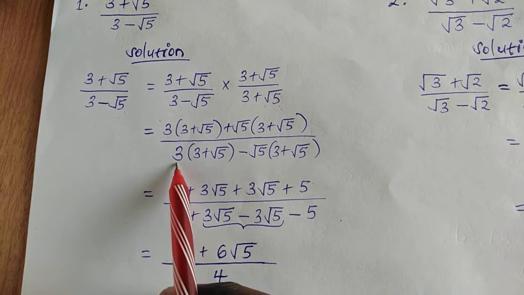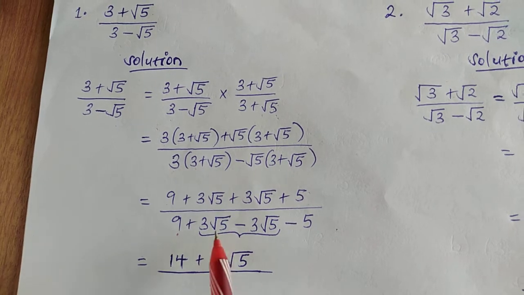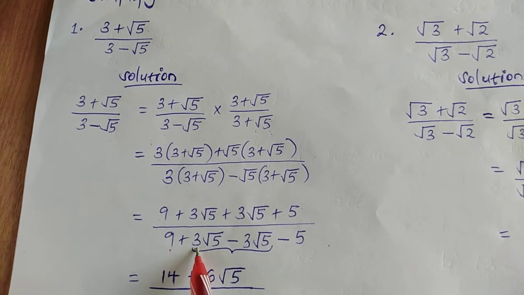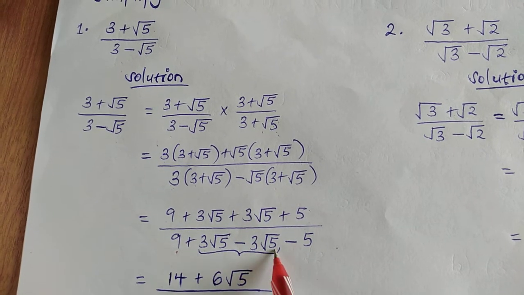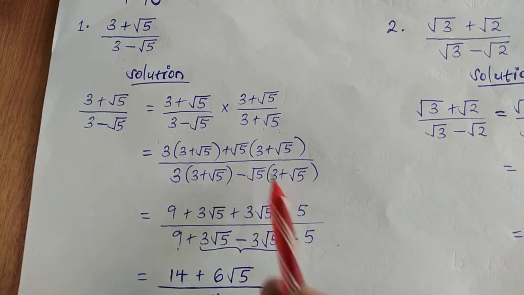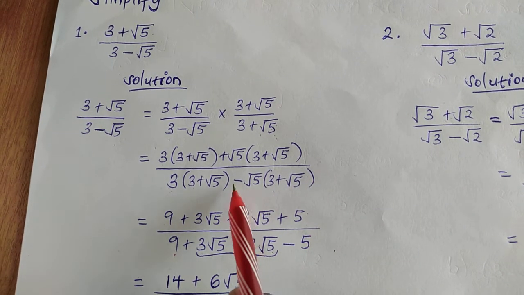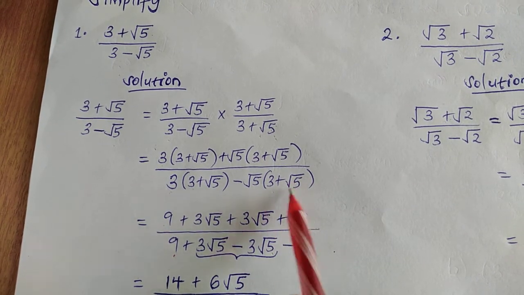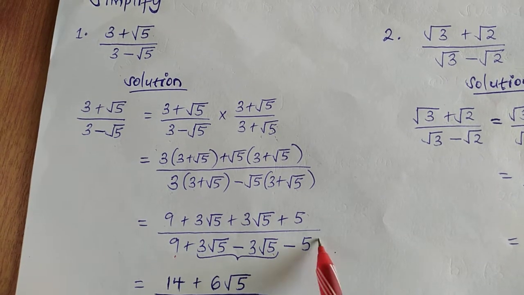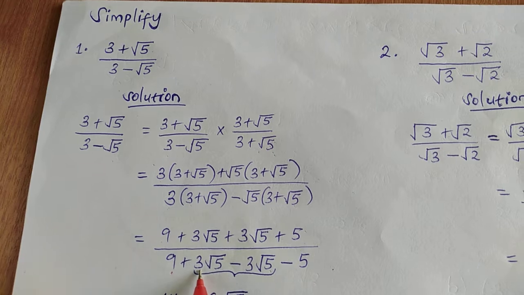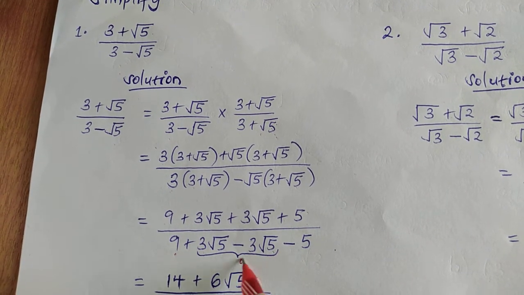So that 3 multiplied by 3 gives us 9. 3 multiplied by root 5 gets us 3 root 5. And then minus root 5 multiplied by 3 gets us minus 3 root 5. And then minus root 5 multiplied by plus root 5 gets us a 5, so it's minus 5. 3 root 5 minus 3 root 5 cancels out, so that the answer is 0 here.